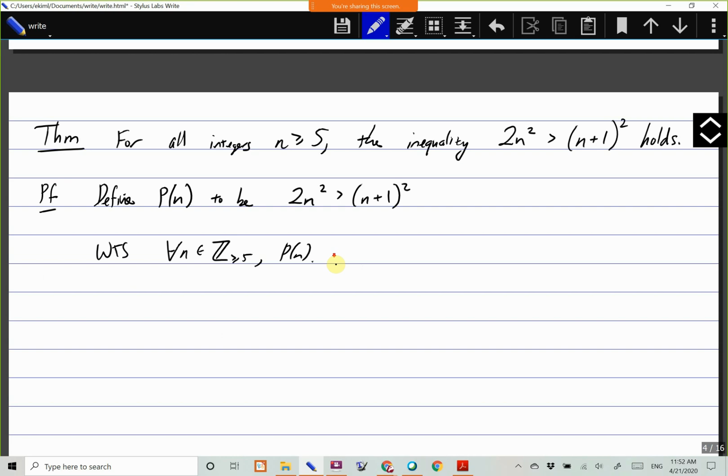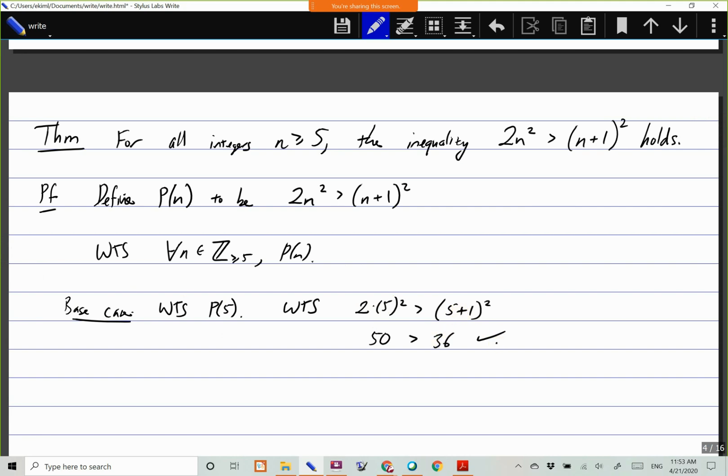And so now our new base case is we want to show, instead of P of 1, we want to show P of 5, right? So if we want to show P of 5 is true, well, let's take a look at what this is saying. We want to show, plugging in 5 for every n, 2 times 5 squared, is this greater than 5 plus 1 quantity squared? Well, let's just simplify and note that the left side is 25 times 2, so 50, and then this side is 6 squared, or 36. So that checks out. Okay, P of 5 is true.